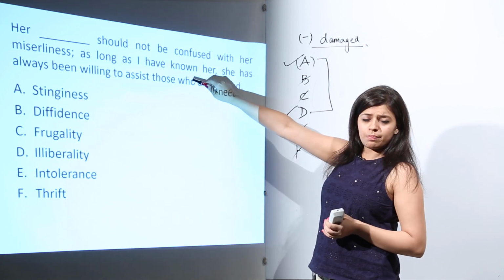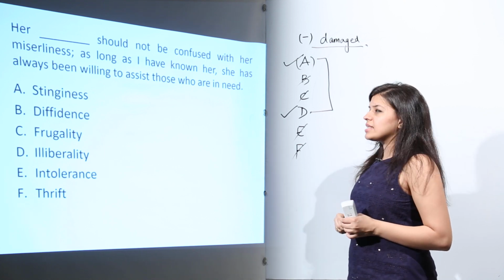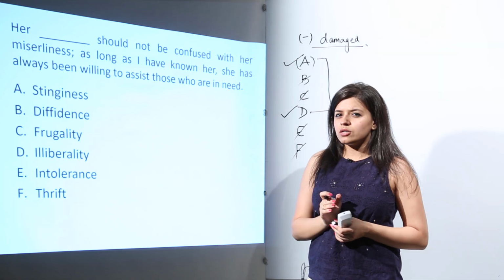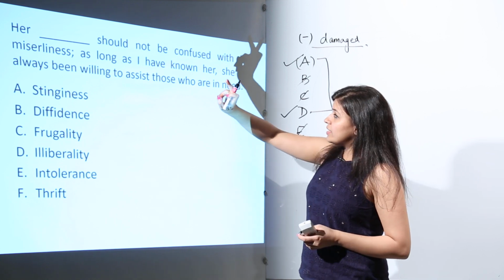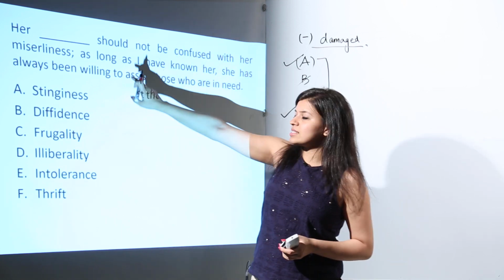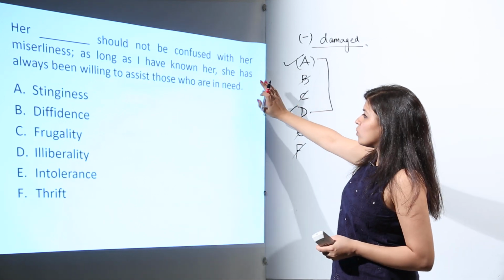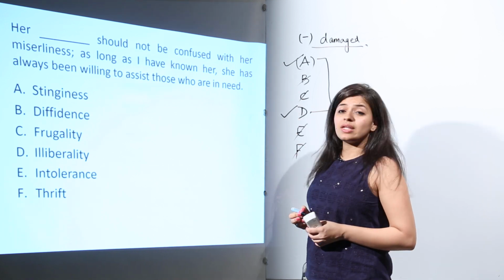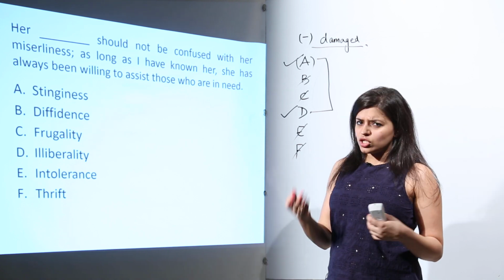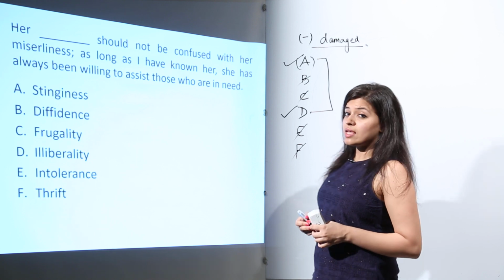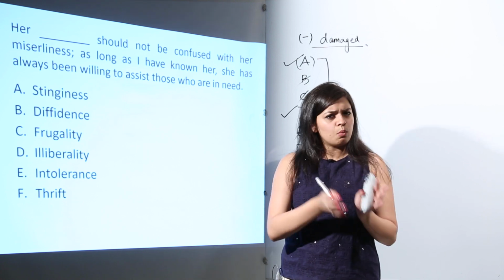Now, let's go back to the passage again to see what the author is trying to say. Her blank should not be confused with her miserliness. That means that some people consider her to be one who does not spend money, but actually that is not true, because her blank should not be confused with her miserliness. That means she is not actually someone who does not spend money. As long as I have known her, she has always been willing to assist those who are in need. That means she is a benevolent person, who likes to help people, and who is actually not someone who does not spend money, but yes, that person may be someone who wisely spends money. Now, there is a difference between someone who does not spend money and someone who wisely spends money.